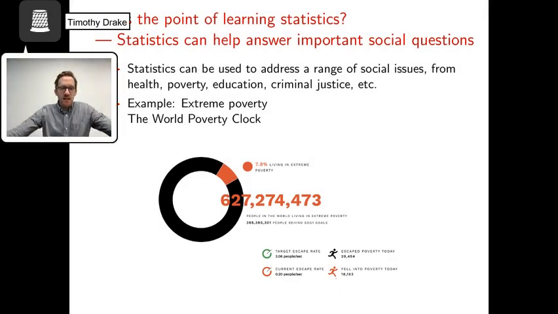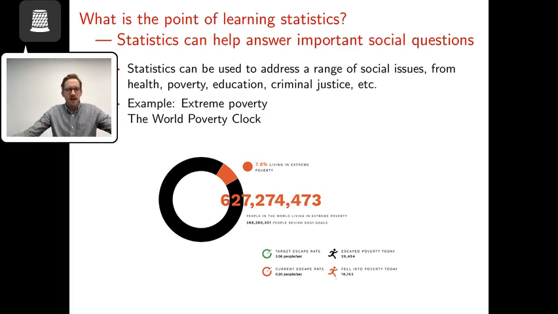As a master's student, I studied international education policy, and I really grew to love how statistics can help us answer and address a range of social issues, from health and poverty, education, criminal justice, lots of things. Here we have an example of extreme poverty from the World Poverty Clock. You can go to this website, and it'll show you by second how many individuals are either falling in or escaping, coming out of poverty.